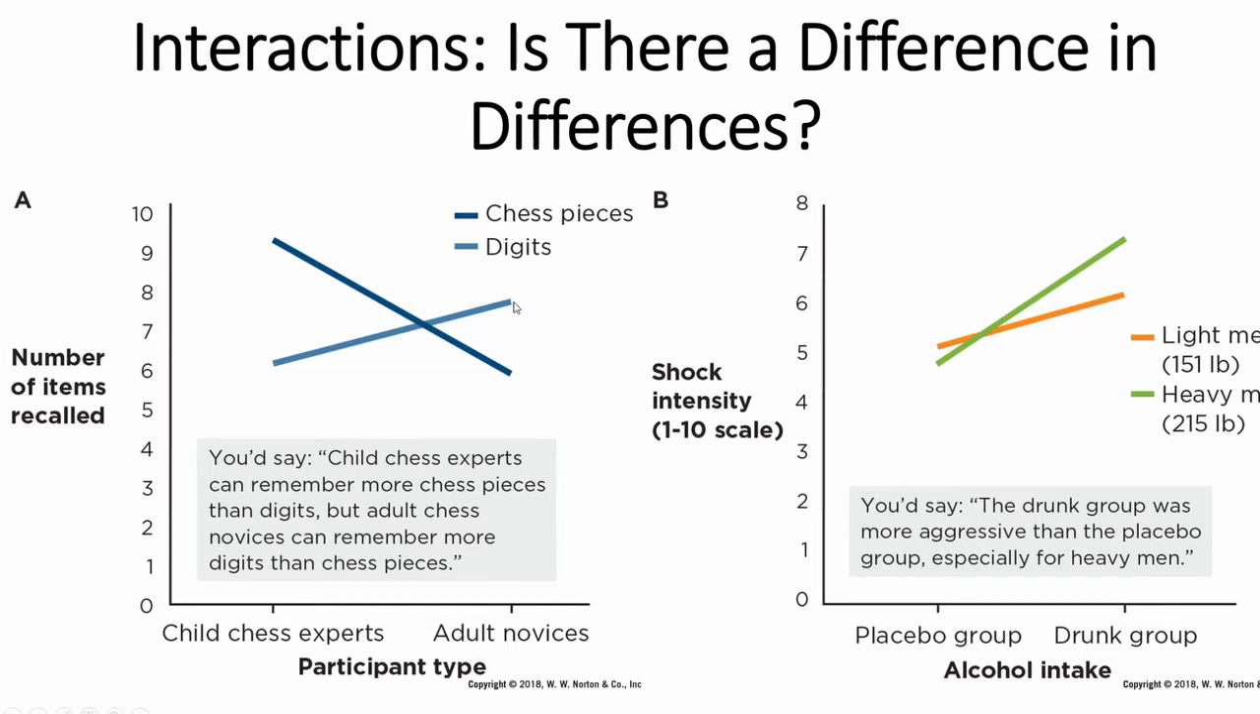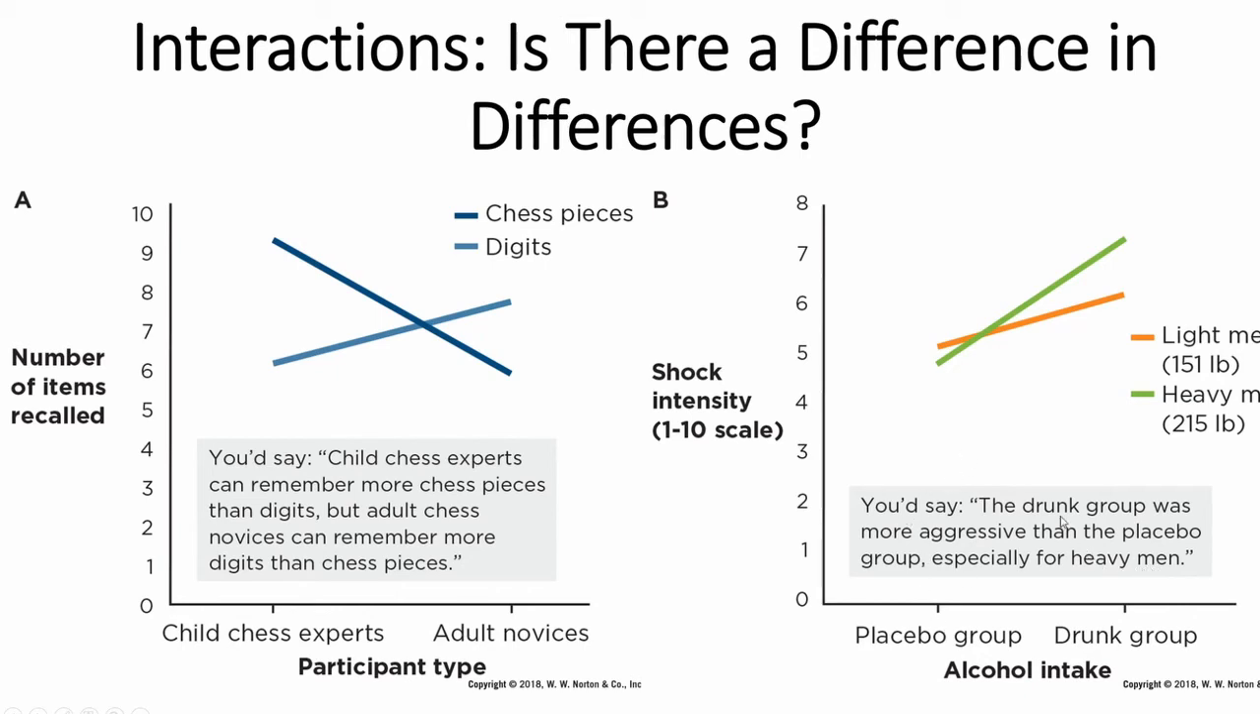We can also talk about it if we flip our two independent variables. So we can flip these graphs, and you can flip the way you talk about it as well. Don't feel like you are stuck to just saying it in one way, which is why the textbook lets us show these graphs flipped, with our independent variables one up here, one down here, or the opposite arrangement. For our other example, we can look at heavy in green, light in orange, placebo versus drunk groups, and you can say the drunk group was more aggressive than the placebo group, especially for heavy men.